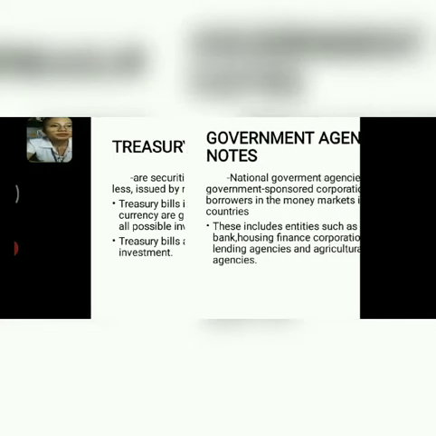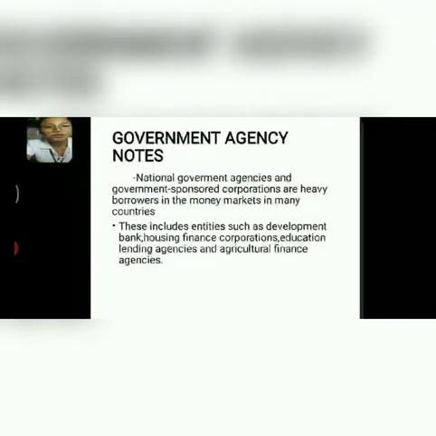Next is government agency notes. National government agencies and government-sponsored corporations are heavy borrowers in the money markets in many countries. They do not lend money to the public directly. Instead, they guarantee third-party loans and purchase loans in the secondary market to ensure liquidity. This includes entities such as development banks, housing finance corporations, education lending agencies, and agricultural finance agencies.